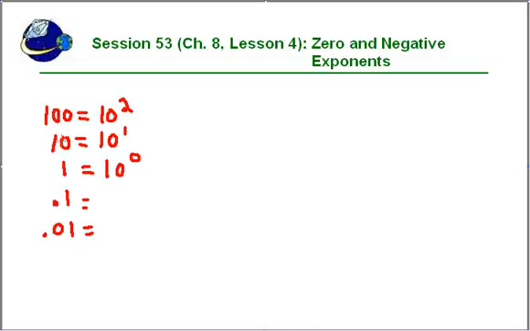Let's go to our next number, 10. Well, 10 is 10 times less than 100, which means that the exponent representing it needs to be 1 less. 10 is the same thing as 10 to the first. 2 minus 1 is 1.